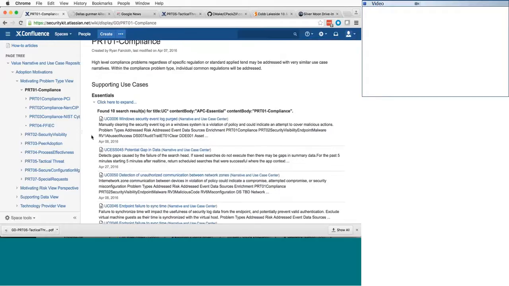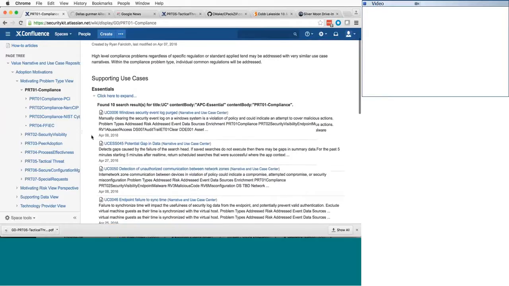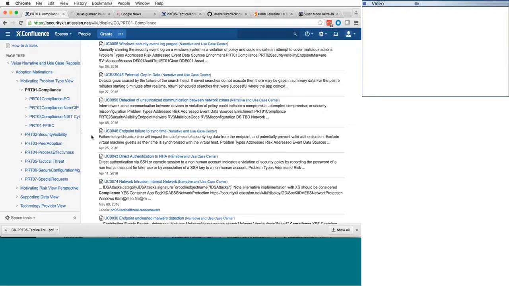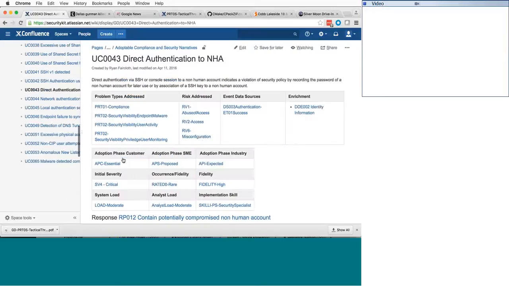So, for example, a demonstration of progress in compliance to privileged activity monitoring is looking at something like use case 43, direct access to a non-human account. Or an NHA, a non-human account is any type of account that a human is not accountable for. So service process, batch process, FTP, file transfer type things.